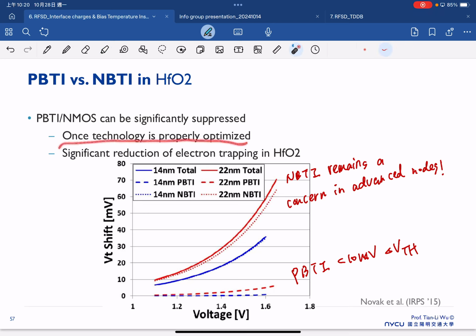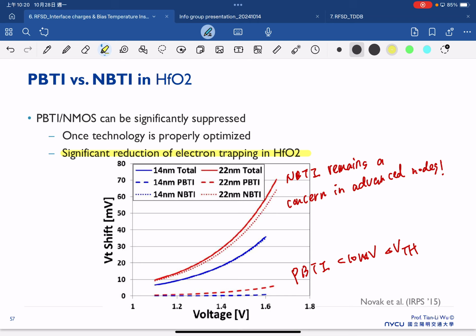Once the technology is properly optimized, we can see a significant reduction of electron trapping in hafnium oxide. So that means we can make it good for our PBTI, for our commercial product. But if we talk about NBTI, we still have lots of effort to do. So that's what led to the recent understanding.